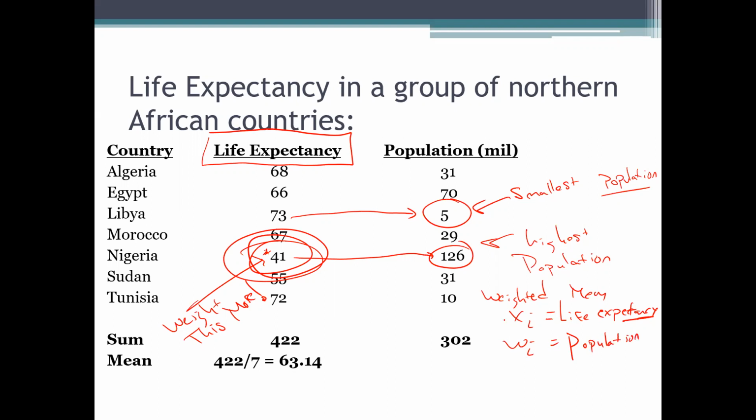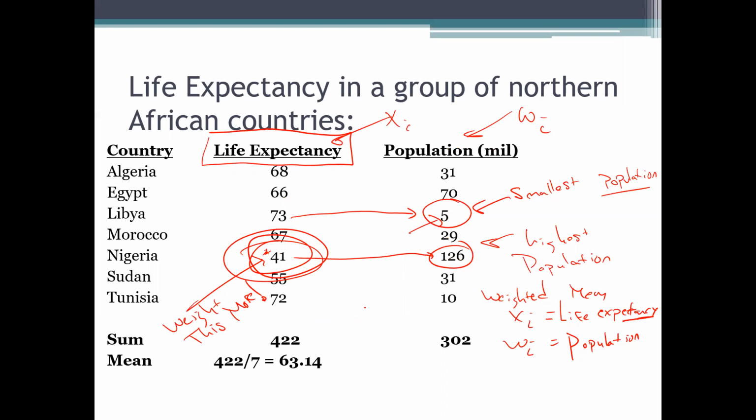So here's what we're going to say. Libya, your life expectancy of 73, we're going to weight with a weight of 5. That means we're going to weight it by the 5 million people who live there. Nigeria, your value of 41, we're going to weight by 126, or by the 126 million people who live there. So this is my x sub i variable, and this is going to be my w sub i variable now.